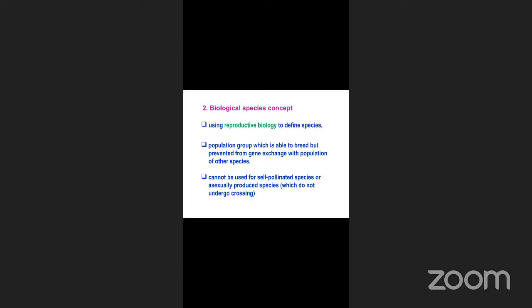Now the next concept, and that is the last concept in our syllabus, that is the biological concept.